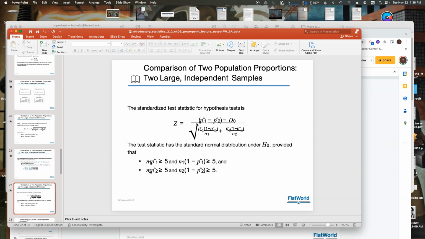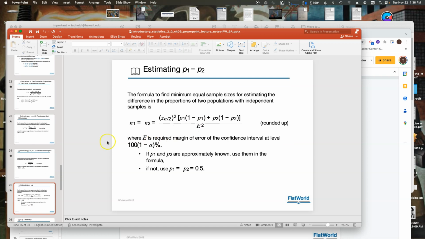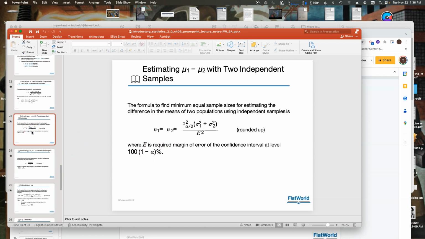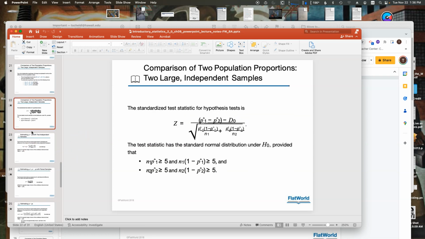To calculate that z statistic, we could take our difference of the proportions and subtract what's in our null hypothesis. And then in the denominator, determine the extent to which our proportions vary, adding up our proportions together.